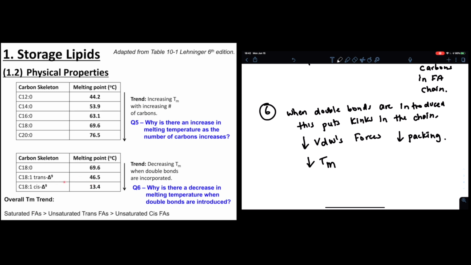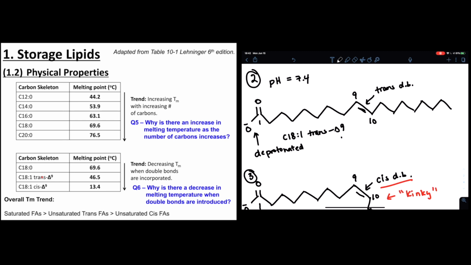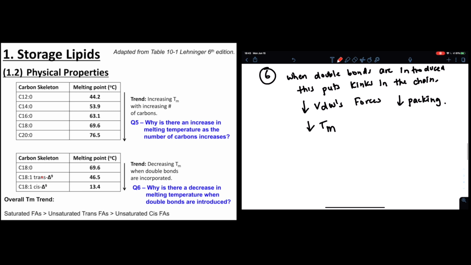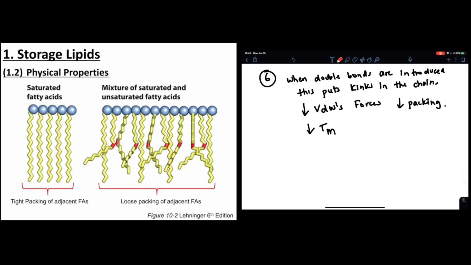And you can see that cis is more kinky than trans. So this cis double bond makes a much bigger impact on the melting temperature compared to the trans, right? Because when we drew a trans double bond, it's kinky, right? But it's not as kinky. So it's just less kinky when you have a trans double bond. But when you have a cis double bond, it's very kinky. And it's going to create a big kink in the chain, allowing less packing and less van der Waals forces. So I hope that makes sense.